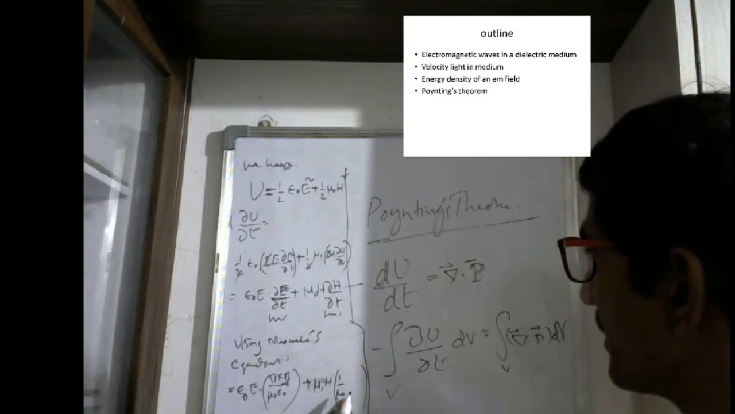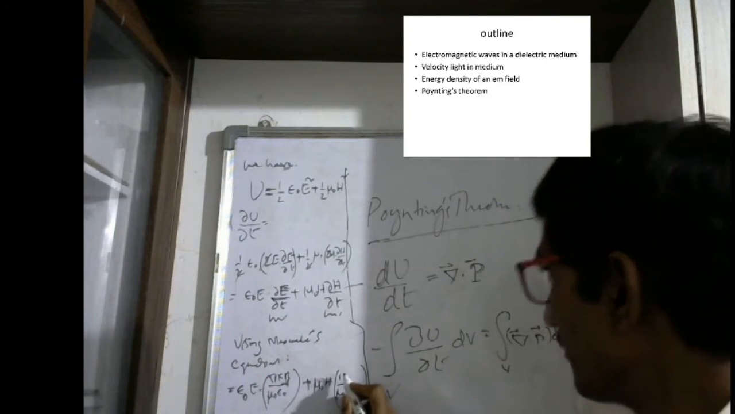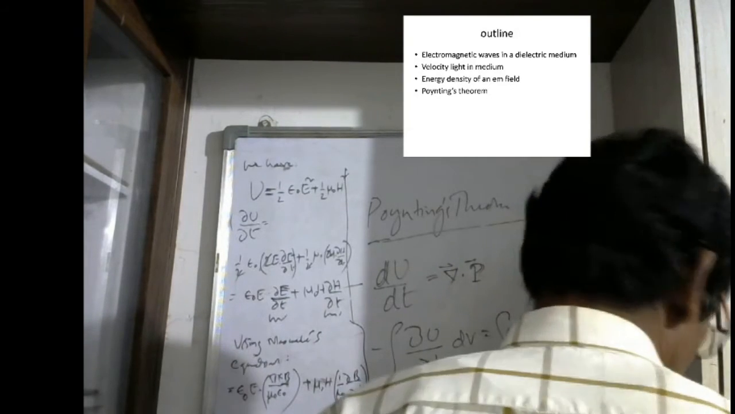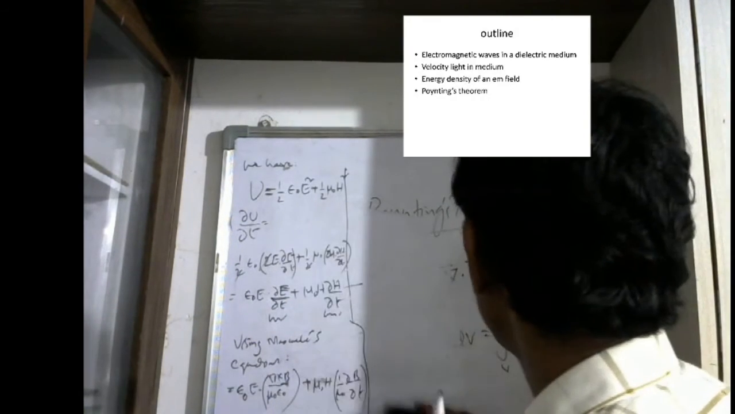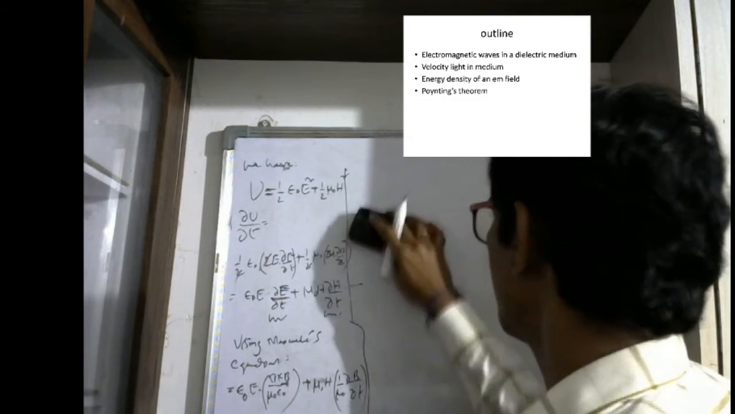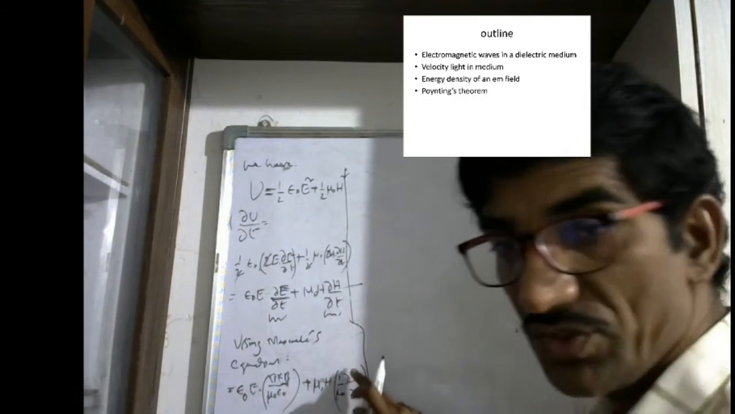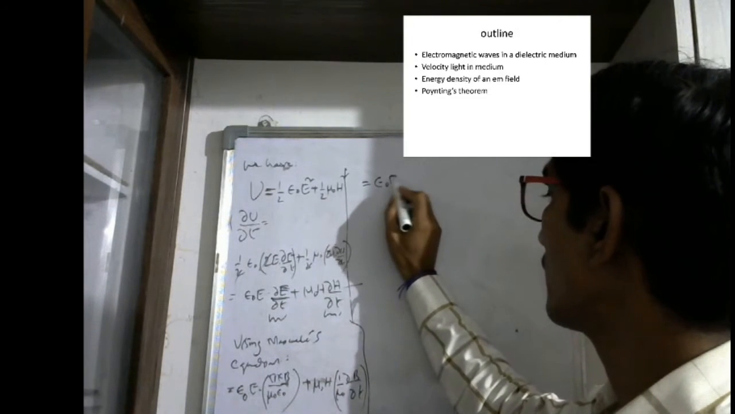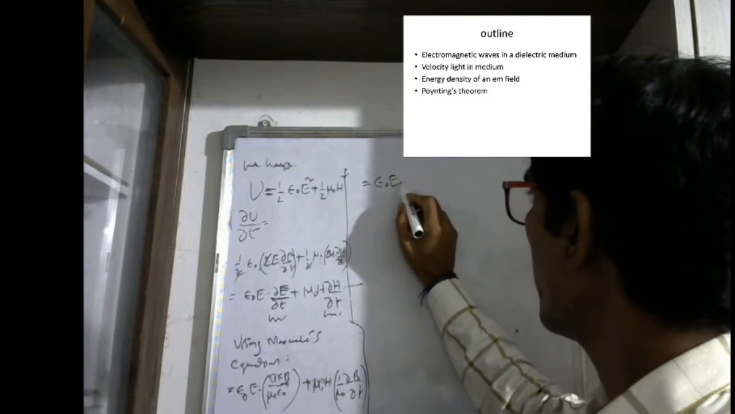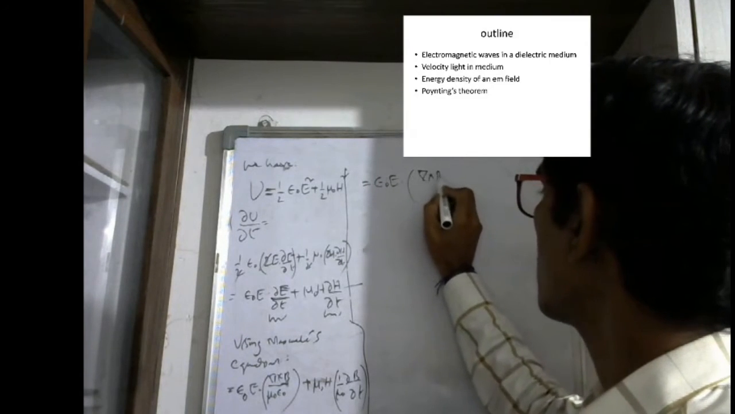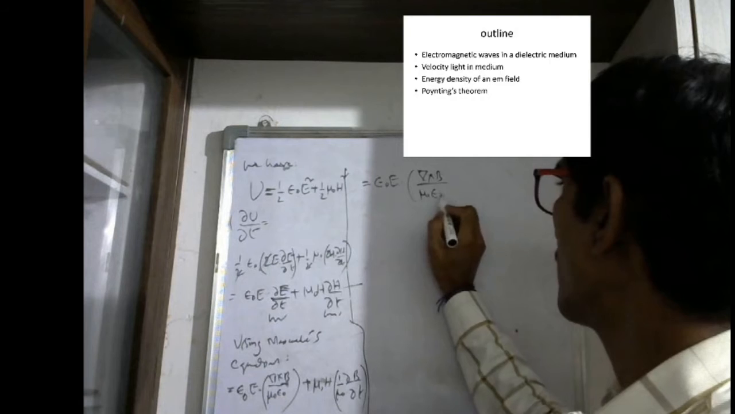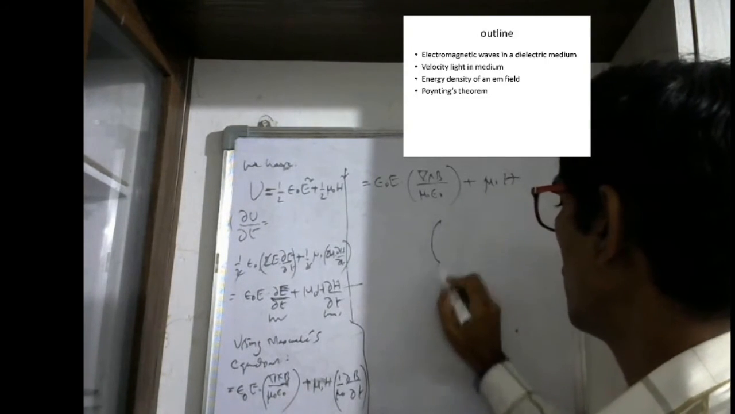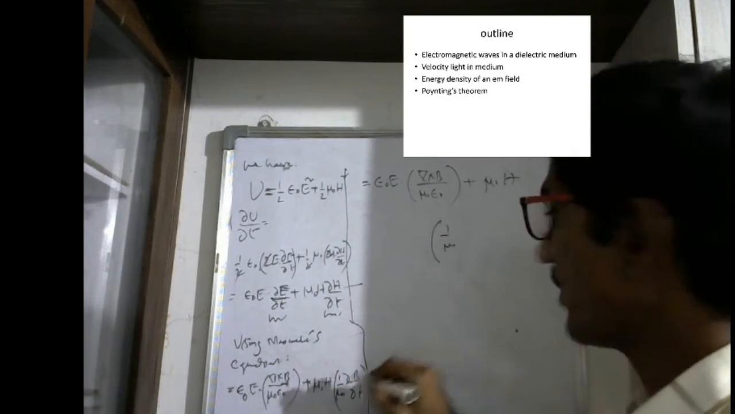When you write this mu naught here and also here, then you get B there, dou B by dou T. Okay, now let me write this dou B by dou T from the fourth Maxwell's equation. This is equal to epsilon naught E dot del cross B by mu naught epsilon naught plus mu naught H, 1 by mu naught. What is dou B by dou T?